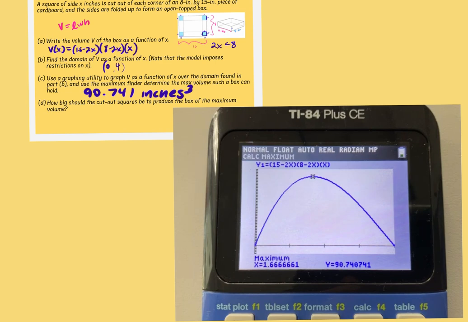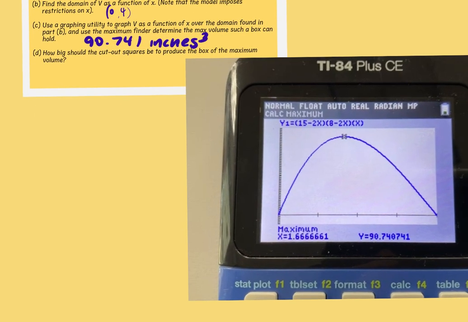All right, then B says, how big should the cutout squares be to produce the max volume on this box? So what were the lengths of the cutout? What do we use to represent it? X. So what is this really saying? What X is going to produce the biggest Y, right? Do we have it? Yeah, it's the X coordinate on my max. So 1.667, and it's inches, would produce the biggest volume.